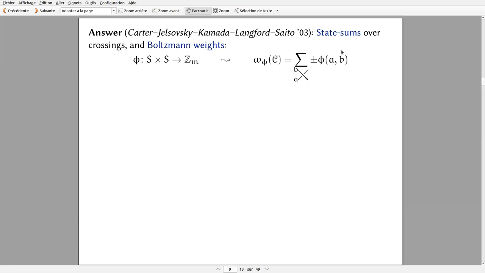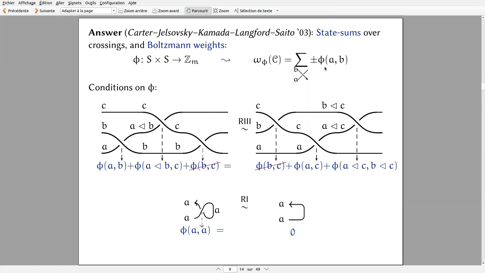And so you have this evaluation on these two colors, and you take it with the sign of your crossing. Now you can ask yourself whether this thing can be compatible with the Reidemeister moves. So for the Reidemeister 3 move, you have 3 crossings, so you need to consider the sum of 3 evaluations on the left and on the right, which can simplify a little bit and give you a kind of 4-term relation. For the Reidemeister 1 move, you will have a 1-term relation, like here, and the Reidemeister 2 move comes for free because of the plus-minus choice here.